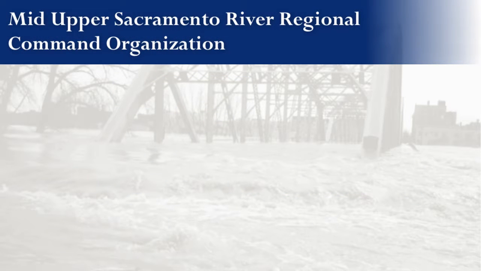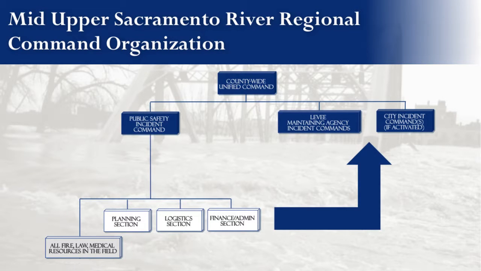The small size of Mid and Upper Sacramento River Region agencies makes it imperative to simplify staffing of ICS management positions. Therefore, 3 of the standard ICS staff functions, planning, logistics, and finance and administration, will only be staffed in the countywide Public Safety Incident Command organization. LMA and City Incident Commands will obtain these services as needed through the Unified Command Coordination process. This streamlined command organization is displayed on the Unified Command Map maintained by each county OES office.